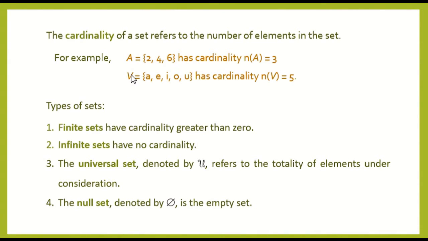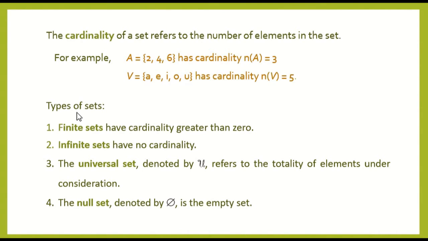Another, we have the set V, which has elements A, E, I, O, and U. Its cardinality is 5. So, n of V is 5, since V has 5 elements.